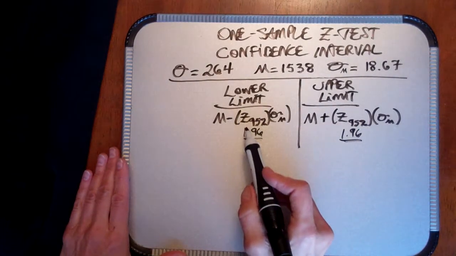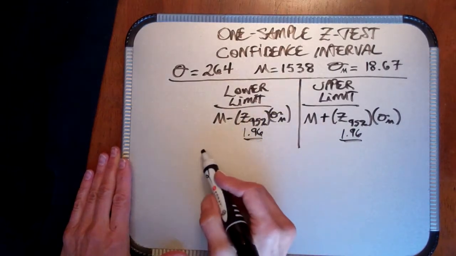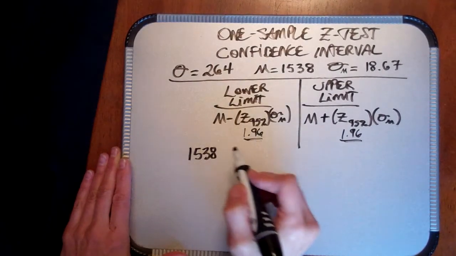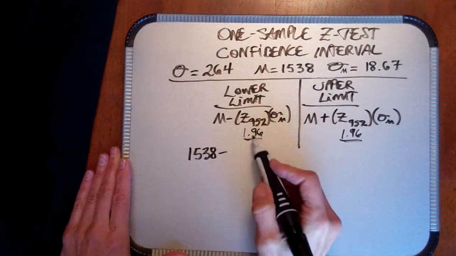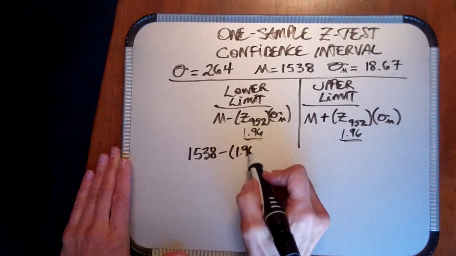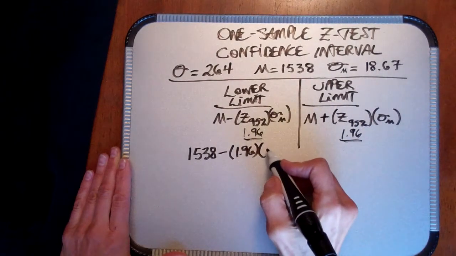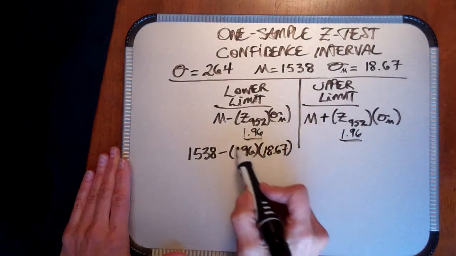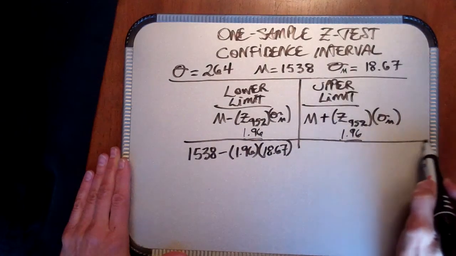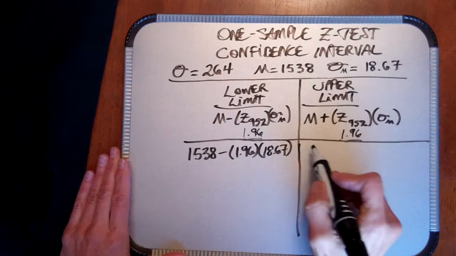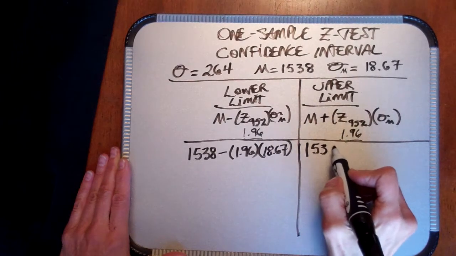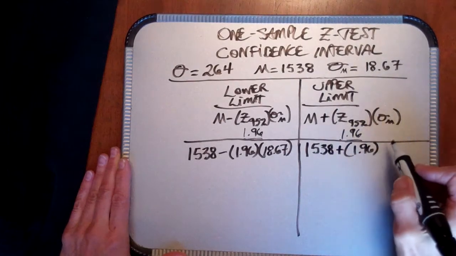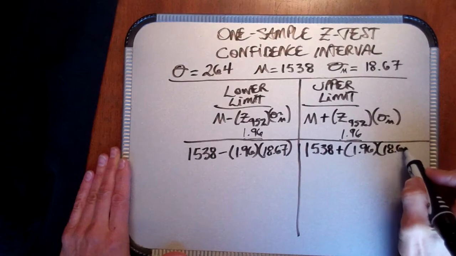So to determine the lower limit of the confidence interval, you simply take the mean, which is 1,538, and you subtract from that 1.96 times the standard error of the mean, and that's to get the lower limit. Let's draw a line here so it's clear what we're doing. And the upper limit will simply be 1,538 plus 1.96 times the standard error of the mean.